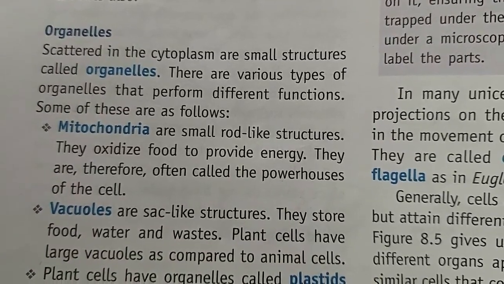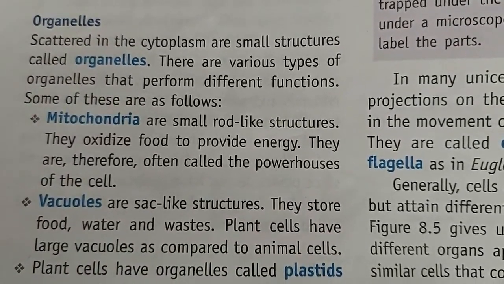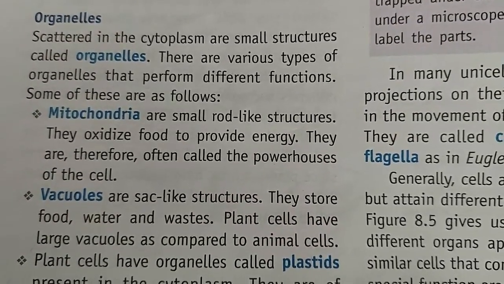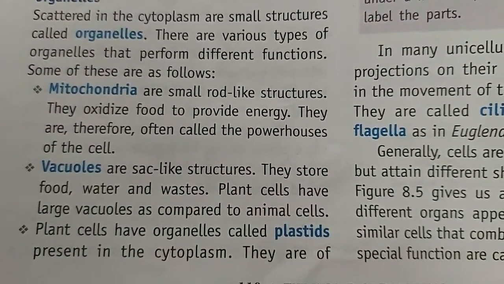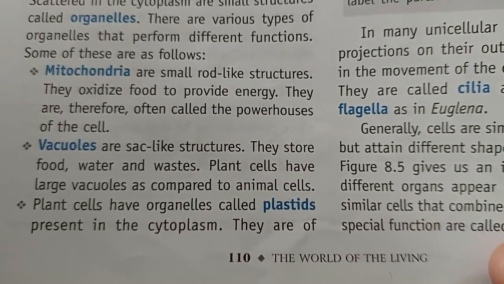Some of these are as follows: mitochondria are small rod-like structures. They oxidize food to provide energy. They are therefore often called the powerhouse of the cell. Vacuoles are sac-like structures. They store food, water, and wastes. Plant cells have large vacuoles as compared to animal cells.